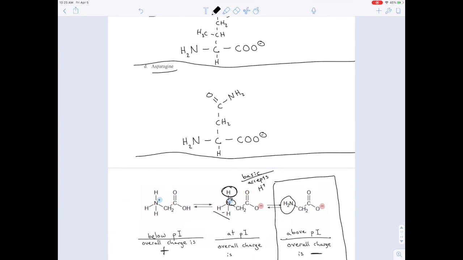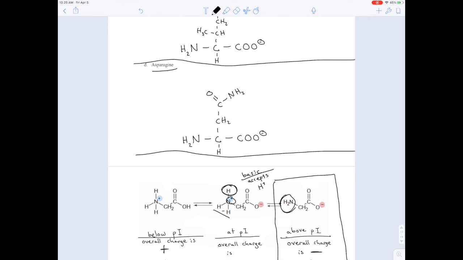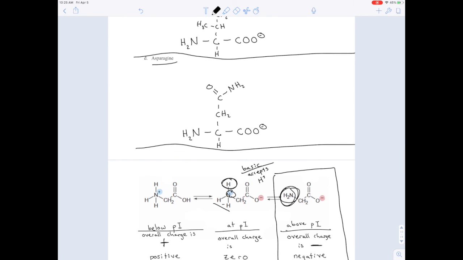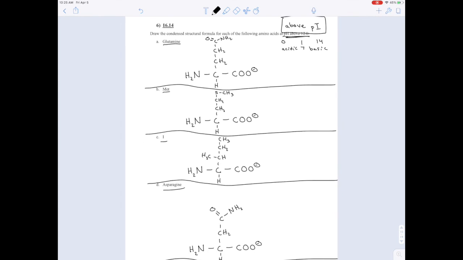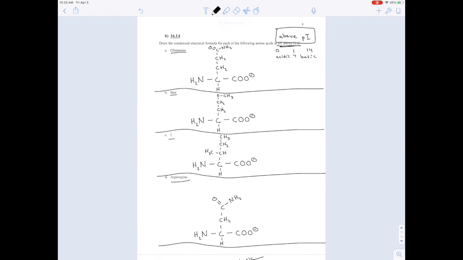And so now, we have what each of these amino acids would look like. We have that NH2 on the left, which is what you get above the pI. You have what each of these amino acids would look like at a pH of 12, which would be above the pI.